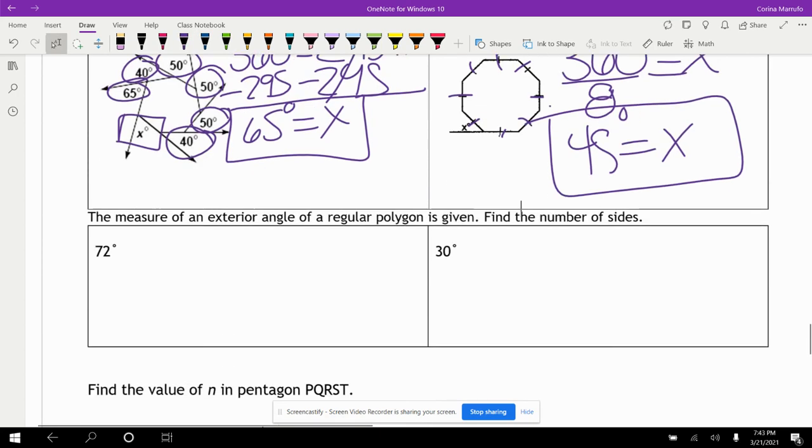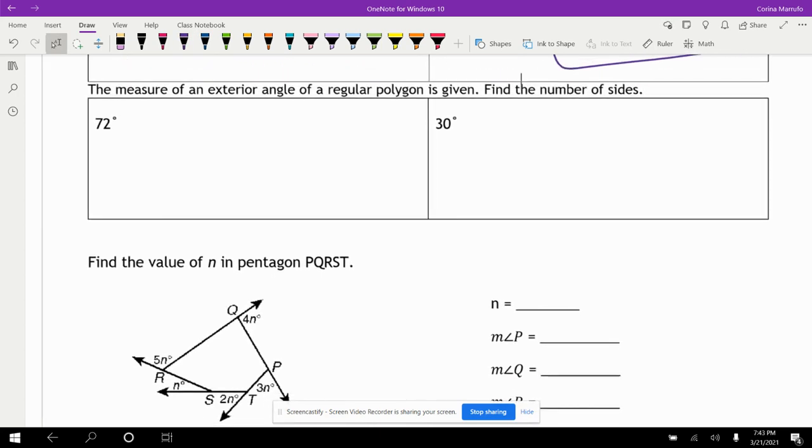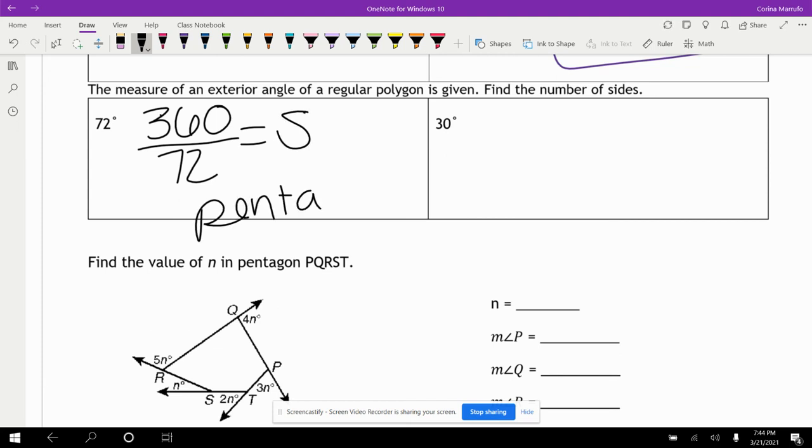Okay, so here it says a measure of an exterior angle in a regular polygon is given, find the number of sides. So if the exterior angle of a regular polygon is 72 degrees, we want to know, okay, well, how many sides does it have? So that's what we're trying to figure out. So I'm going to go ahead and take the 360 and I'm going to divide it by 72. Okay, so 360 divided by 72 is going to give me 5. That means this is a pentagon or a 5-sided figure.